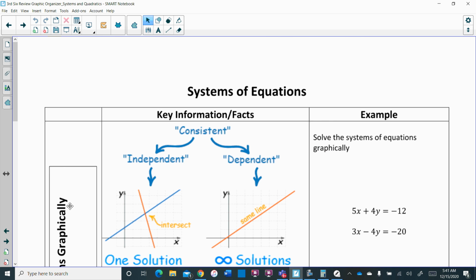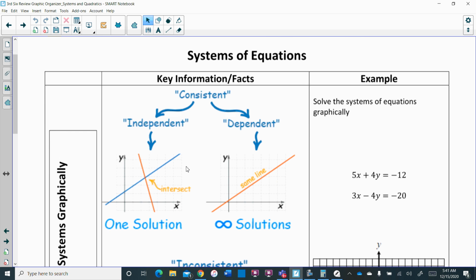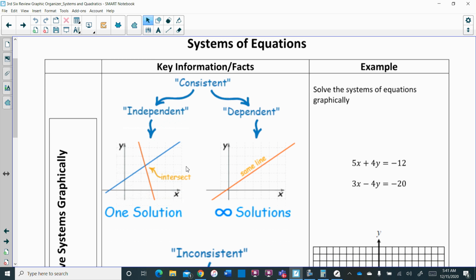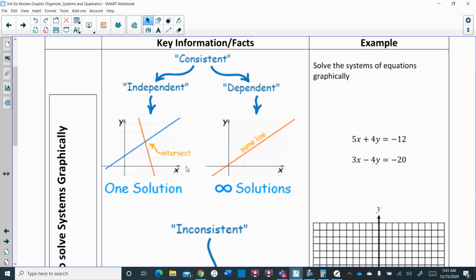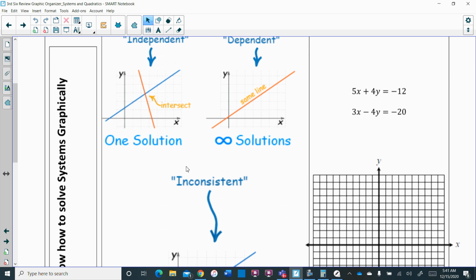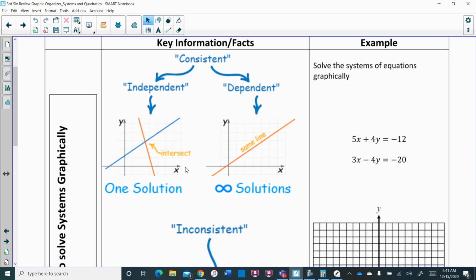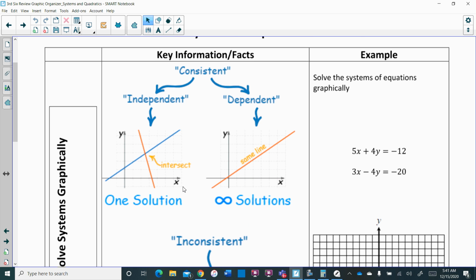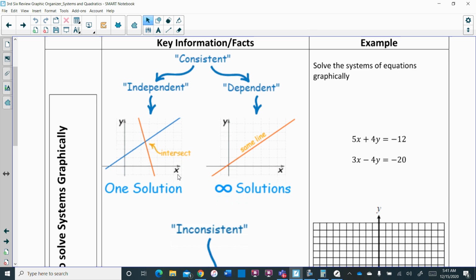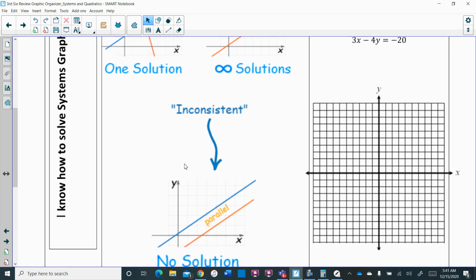What I want to address is the second page, systems. That's Unit 4. So what I did is I tried to give you some key information and some facts and then an example problem, a test-like problem, okay? So if we're going to solve systems graphically, we're going to have to use the slope-intercept form, and we have to know the different types of solutions.